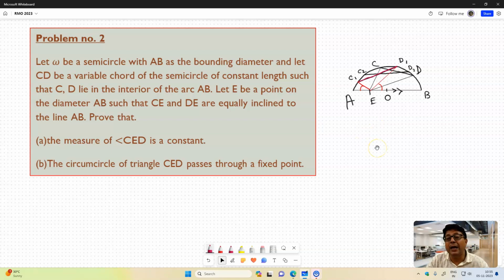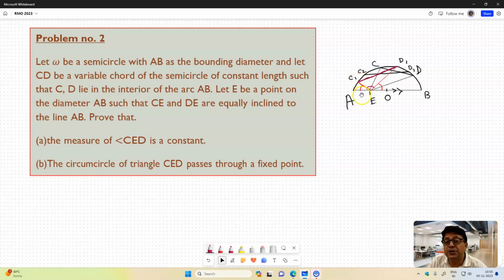Now read the question. This we are reading and writing the information here. Prove that measure of angle CED. So at this position C1ED1 is constant. And number 2, circumcircle of triangle CED passes through a fixed point.